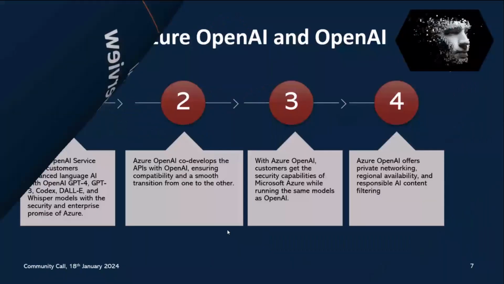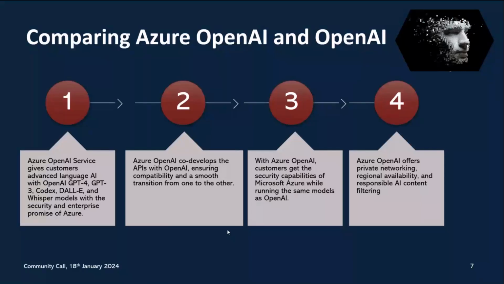Next, the difference between Azure OpenAI and OpenAI. This is, I think, one of the biggest questions everyone has. What exactly is the difference between Azure OpenAI and OpenAI? As you can see from this slide, Azure OpenAI Service gives customers advanced AI models like OpenAI GPT-4, Codex, DALL-E, etc. And Azure OpenAI has co-developed the APIs with OpenAI.